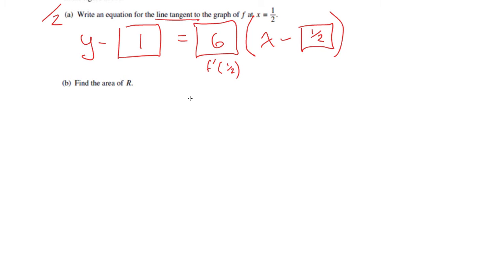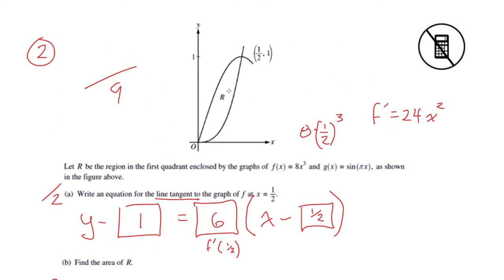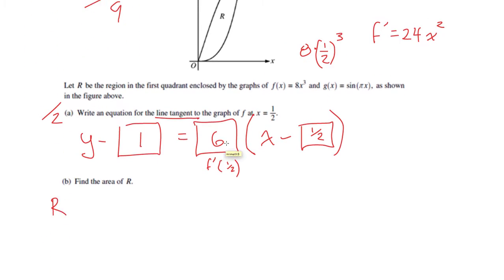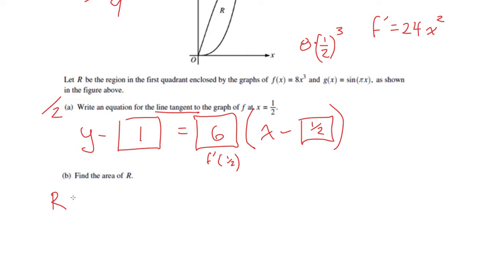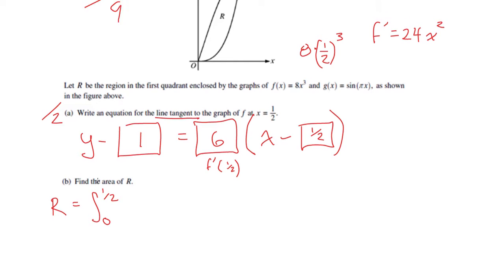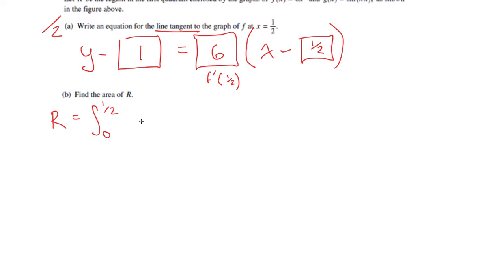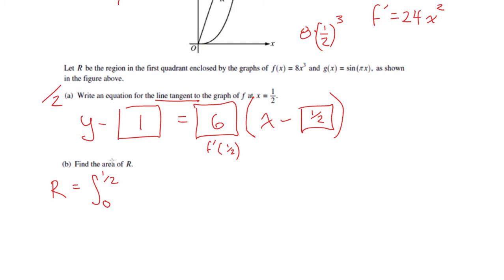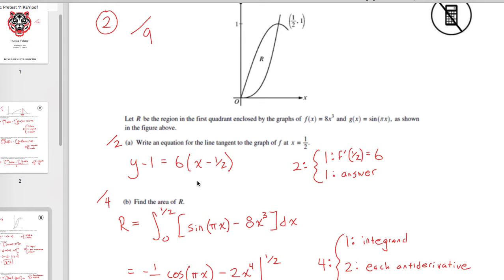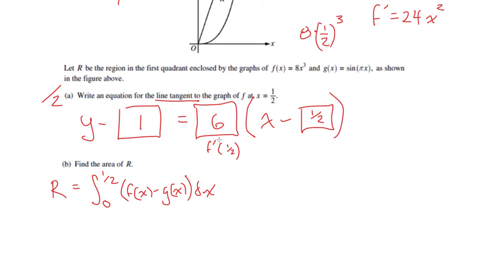All right. So find the area of R. R is going to be the top equation minus bottom equation. There's no division here, there's no 2 separate integrals. So it's the integral between 0 and 1/2. 1/2 is the x coordinate, don't do the y coordinate. So 0 to 1/2 of top minus bottom. You can just say f of x minus g of x, all of that dx. Just from doing that, you get 1 point.